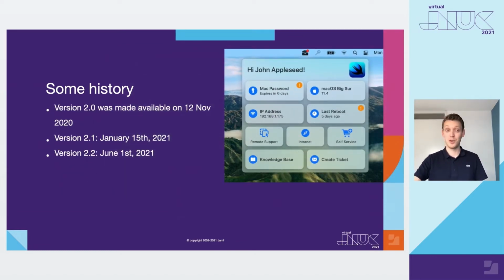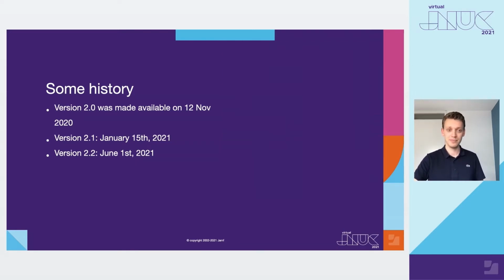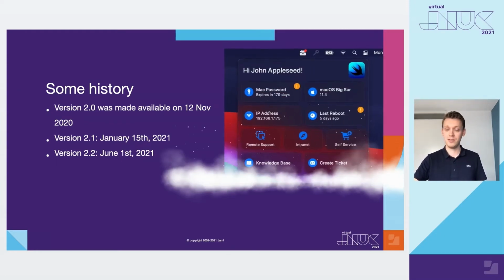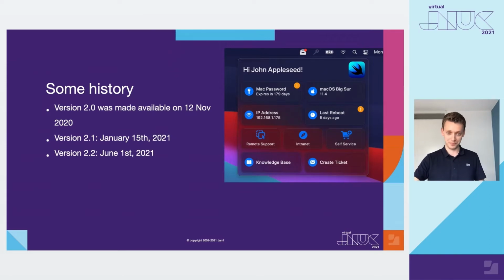And boom, there it was. On November 12 last year, we launched version 2.0 of our support app without any expectations. Version 2.1 and 2.2 were released in January and June this year, and were packed with new proactive features to support our users even better. And of course, thanks to SwiftUI, there's also native dark mode support.